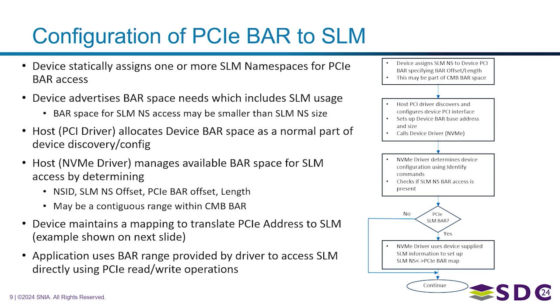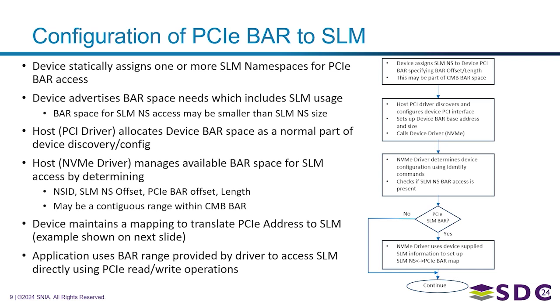So the device decides how much bar space do I need for all of my SLM. The device advertises that need or that requirement, which includes SLM usage as well as any other bar usage. So if the device is using bar for PMR and CMB and SLM, it adds all of that up and figures out how much bar space it needs and requests all of that from the host. It gets allocated some amount of bar space from the host. The host PCI driver allocates the space as a normal part of its discovery process.